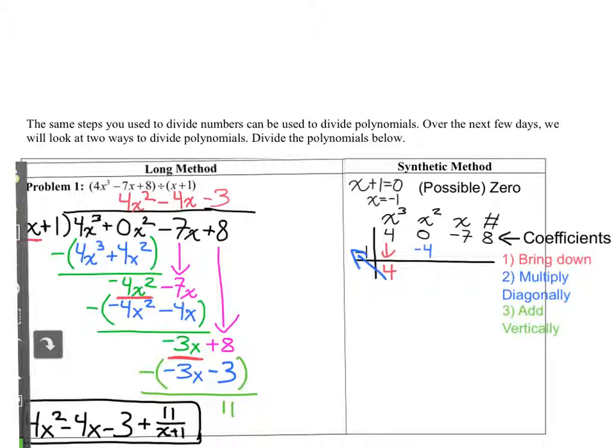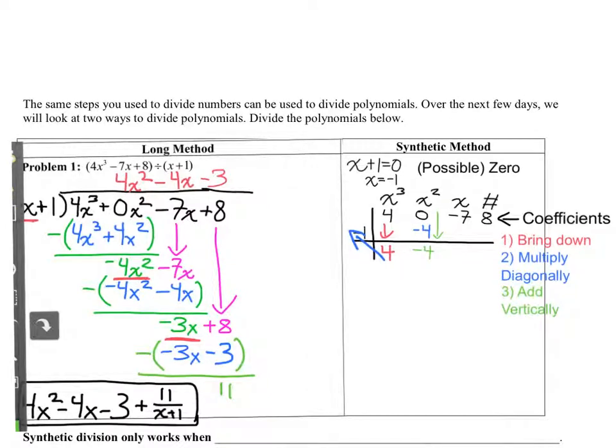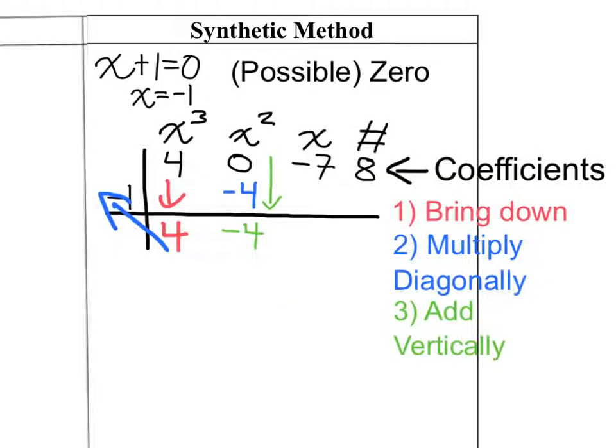The final part of the algorithm is to add the numbers vertically, which again you can see goes exactly with the subtracting part of the long division algorithm. So 0 plus negative 4 gives me negative 4. And now all I have to do is just keep repeating the algorithm until I get to the end.